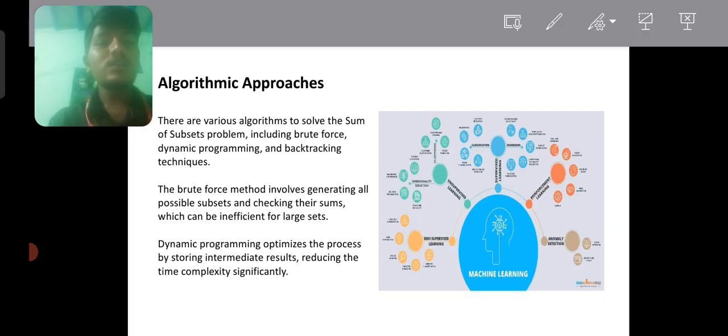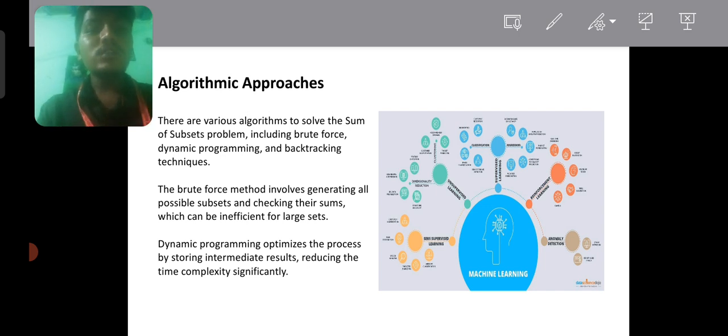There are various algorithms to solve the sum of subsets problem, including brute force, dynamic programming, and backtracking techniques. The brute force method involves generating all possible subsets and checking their sums, which can be inefficient for larger sets. Dynamic programming optimizes the process by storing intermediate results, reducing the time complexity significantly.